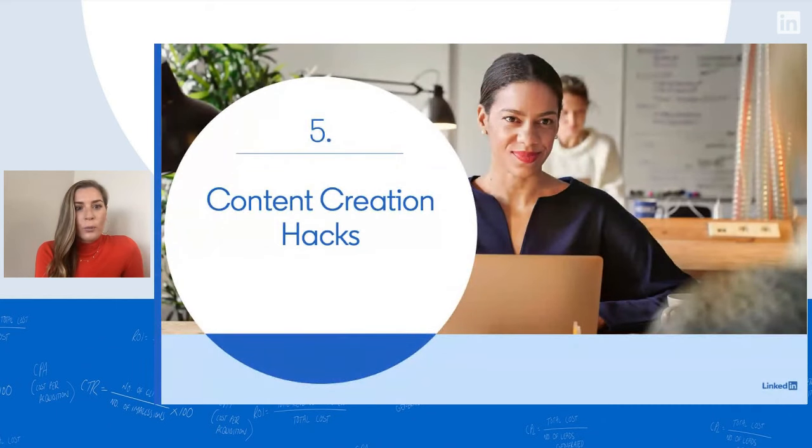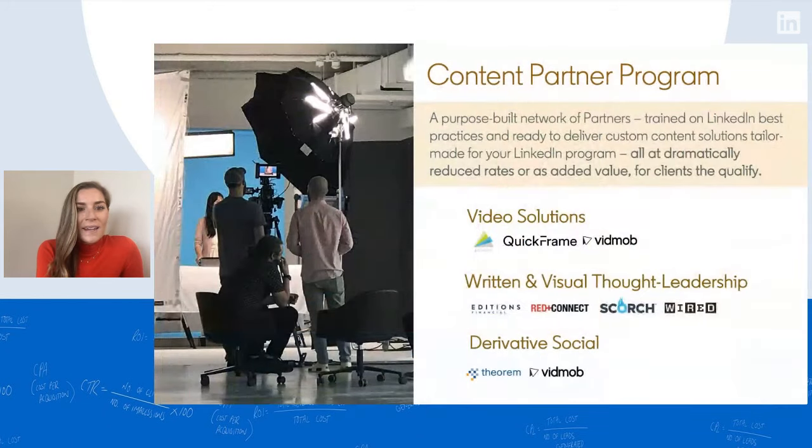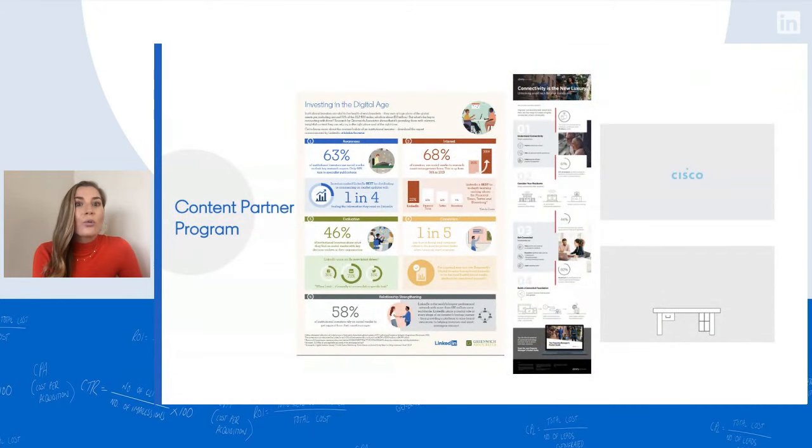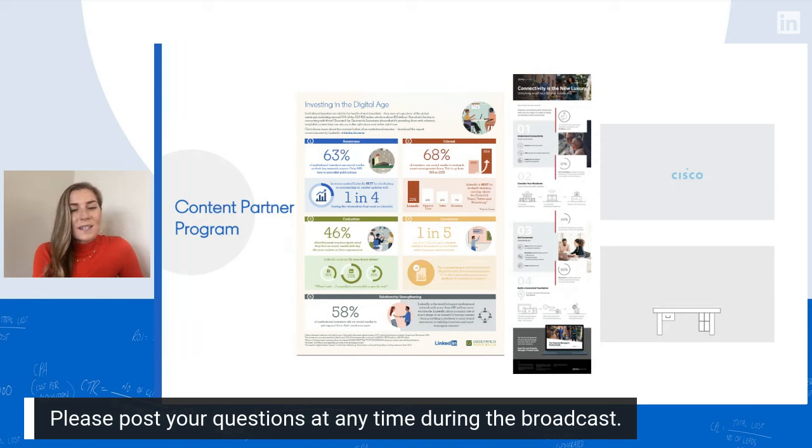First is our content partner program. If you go to the next slide, we have an amazing built-in network of partners that you can leverage if you're working with a LinkedIn account team currently. This is ranging from video solutions like VidMob and QuickFrame to written and visual thought leadership pieces from Red Connect. The ultimate hack is you don't have to do everything yourself. We have third-party vendors that can really help you do this and take pieces of content that you might have already put out there and reinvent them in a certain way, or slice and dice videos in a certain way, and then optimize on performance based on those creatives.